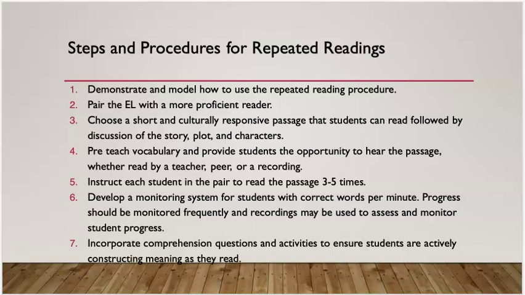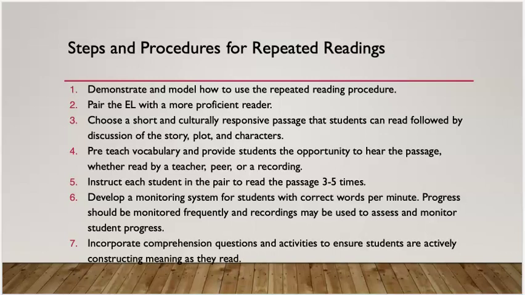Instruct each student in the pair to read the passage 3 to 5 times. Develop a monitoring system for students with correct words per minute. Progress should be monitored frequently, and recordings may be used to assess and monitor student progress. Incorporate comprehension questions and activities to ensure students are actively constructing meaning as they read.